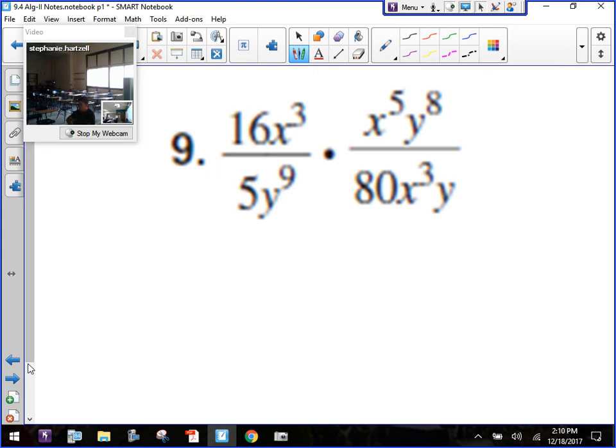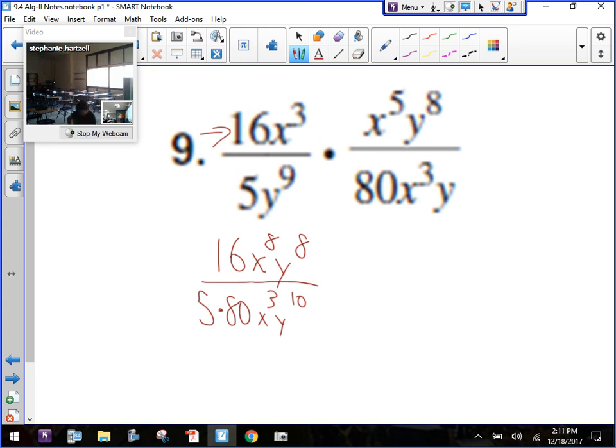So in my numerator, I get 16x cubed times x to the 5th, y to the 8th. What do the x's become? What do the x's become in the numerator? What's the new degree of the numerator? 8. So as I'm writing this down, you should be able to just go, oh, that's going to be x to the 8th, y to the 8th. Denominator, I'm just going to write 5 times 80, and then I'll take care of my variables separately. Okay? I have x cubed and y to the 10th. All right? From there, it's just a matter of simplifying.